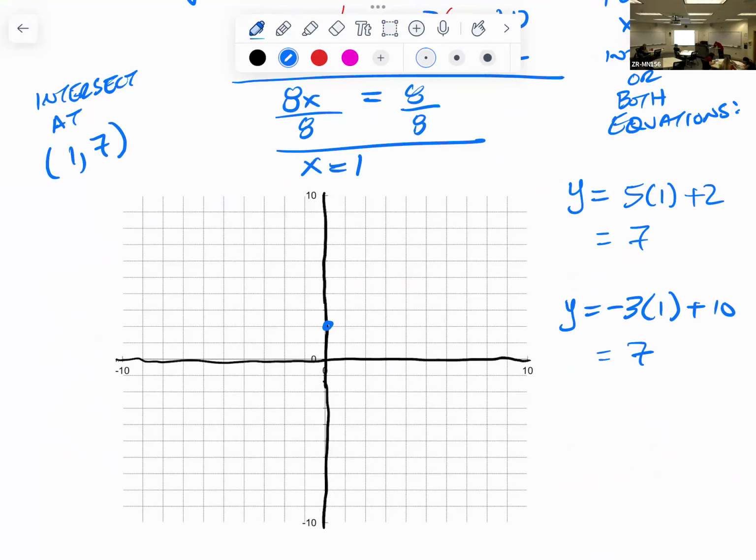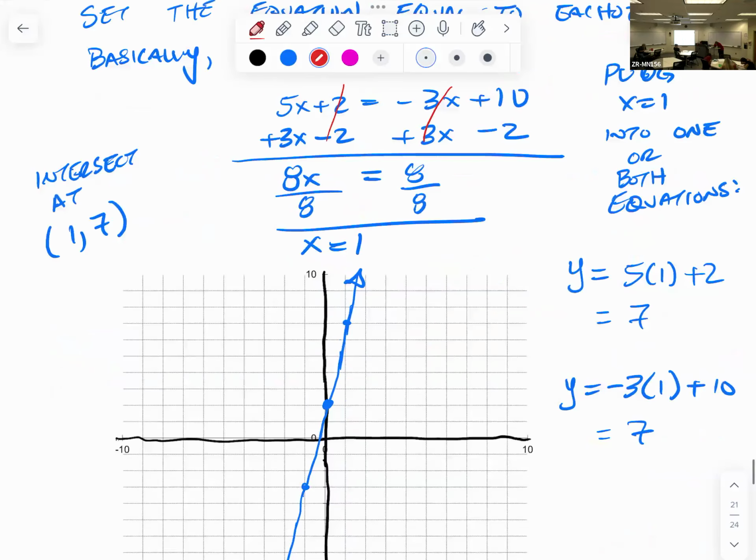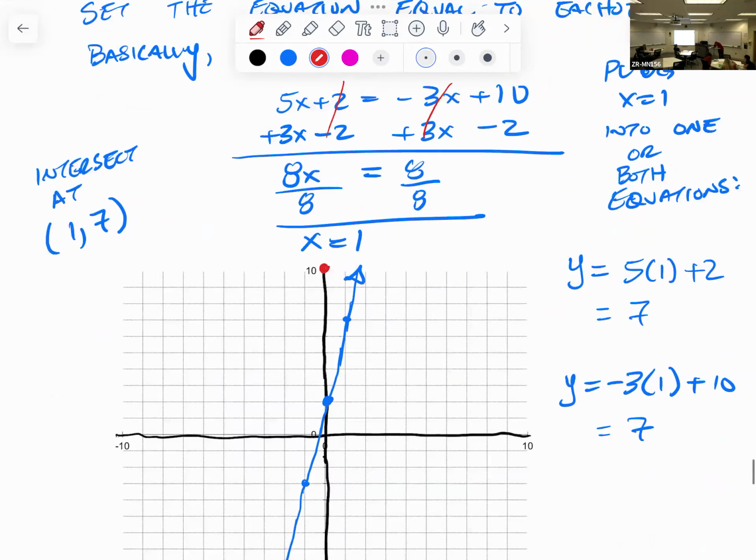Okay, so 5/1: 1, 2, 3, 4, 5 up over 1. Other way, 1, 2, 3, 4, 5. And the other one, (0, 10), which is right there, and -3/1.